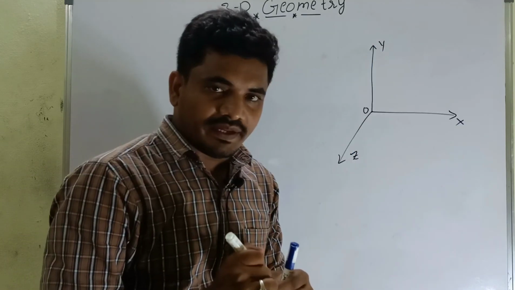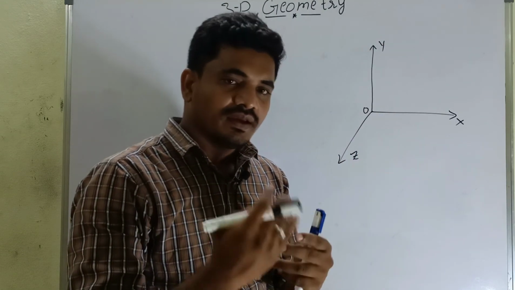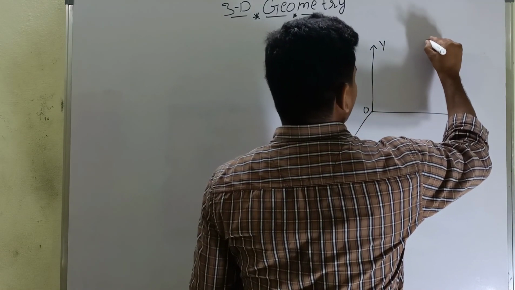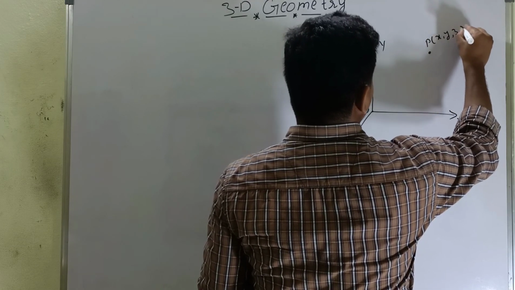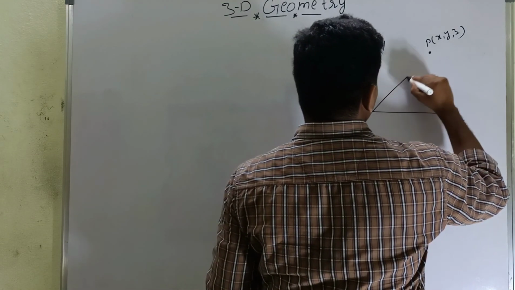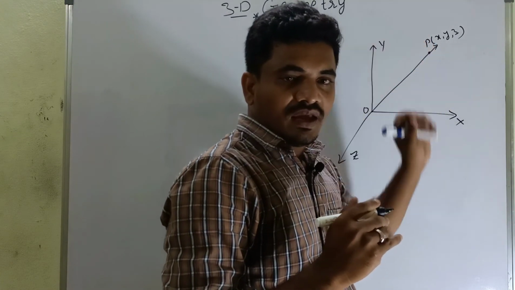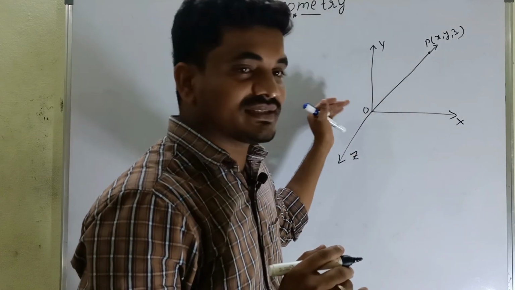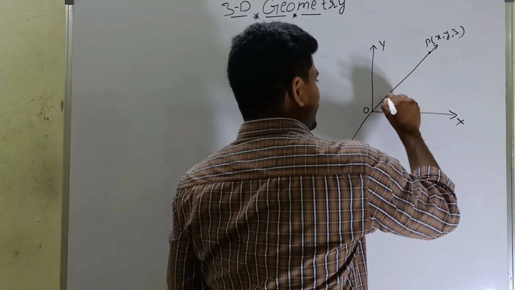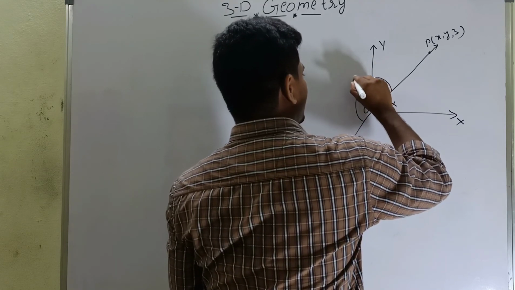Okay, in a plane, the x-axis, y-axis and z-axis are perpendicular to each other. In that, I am drawing a point, I am taking a point P in the plane. I am joining these points from O to P, and I am getting a ray. This ray makes angles with the x-axis, y-axis and z-axis. The angle with the x-axis I am taking as alpha, with the y-axis as beta, and with the z-axis as gamma.